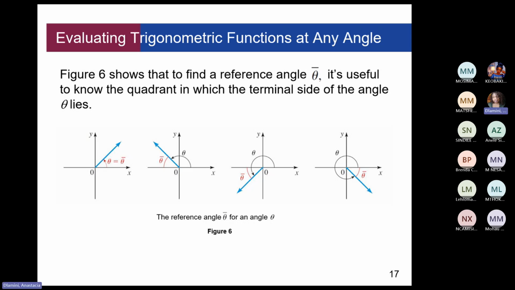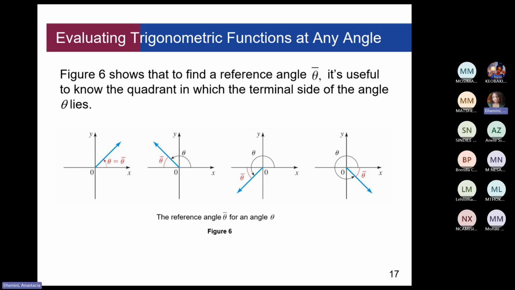There we go. So they say figure 6 shows that to find a reference angle theta bar, it's useful to know the quadrant in which the terminal side of the angle lies. As she said, they just replaced t bar with theta bar. Are we all together, guys, or is there someone confused? If you know how to find the reference number, now you know how to find the reference angle.